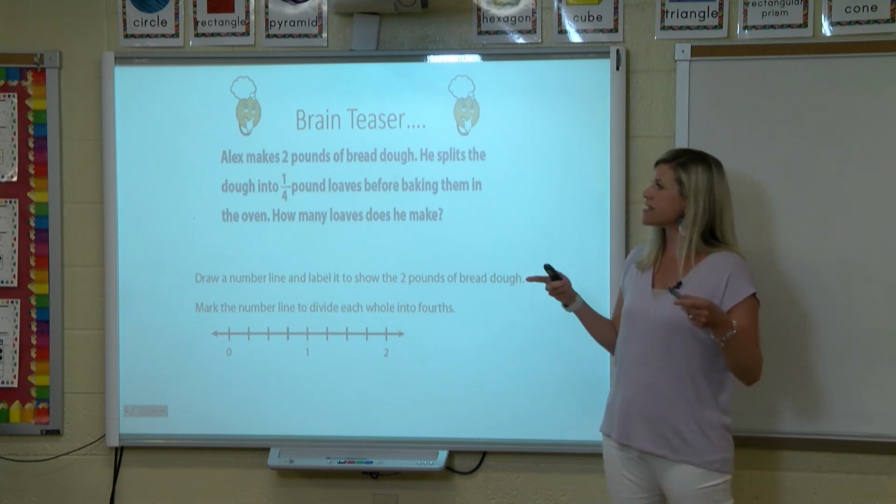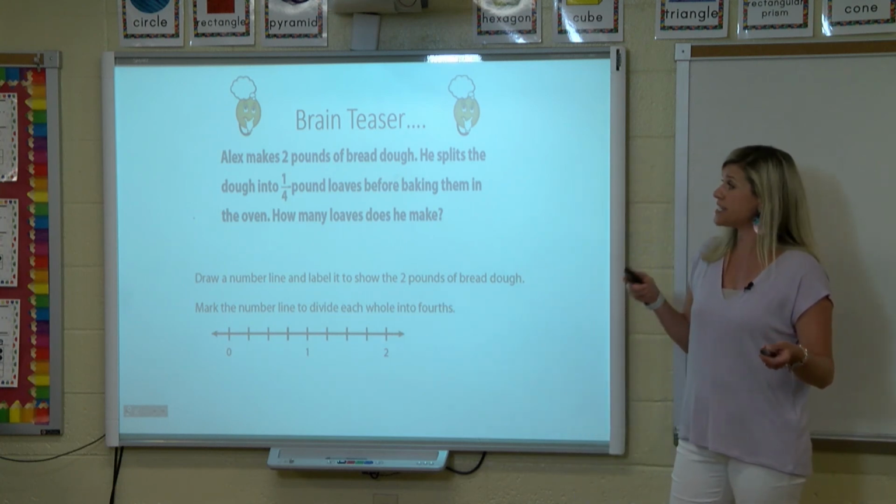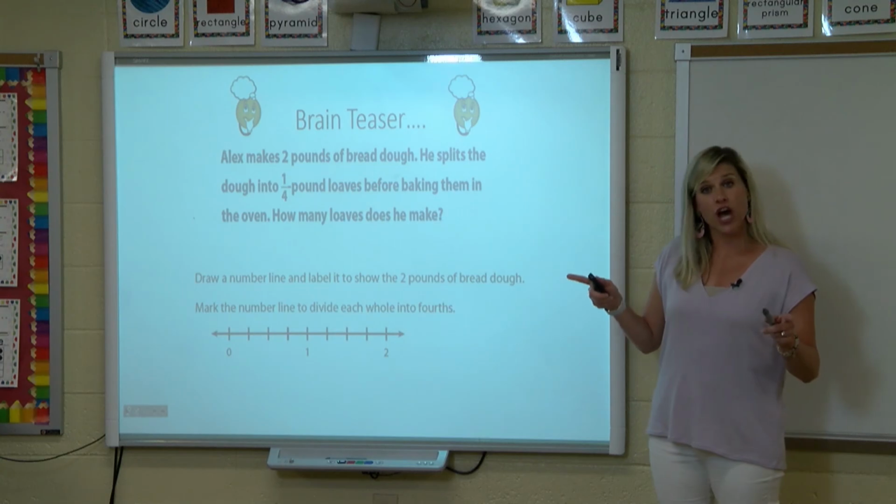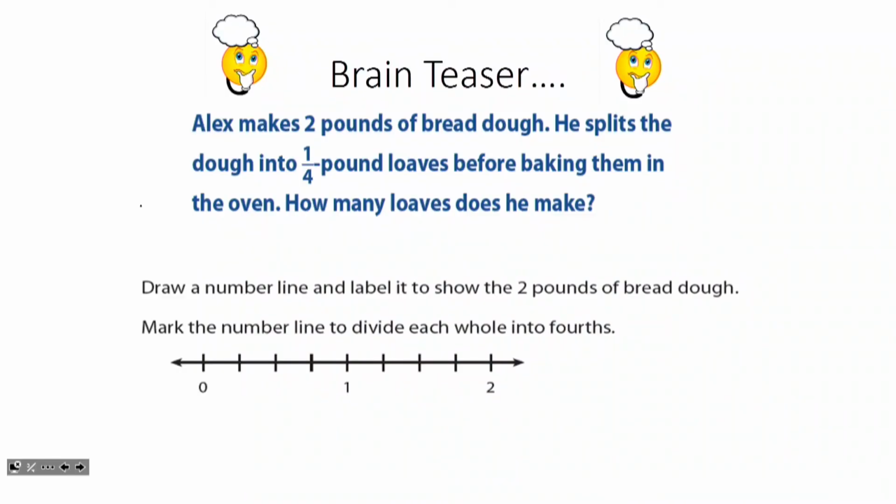It says Alex makes 2 pounds of bread dough. He splits the dough into 1/4 pound loaves before baking them in the oven. How many loaves does he make? Well, when I see this, I see 2 pounds. Here's pound 1 and pound 2, okay?